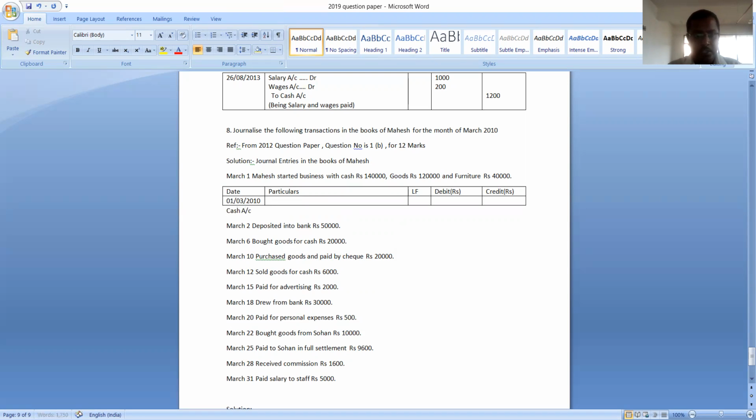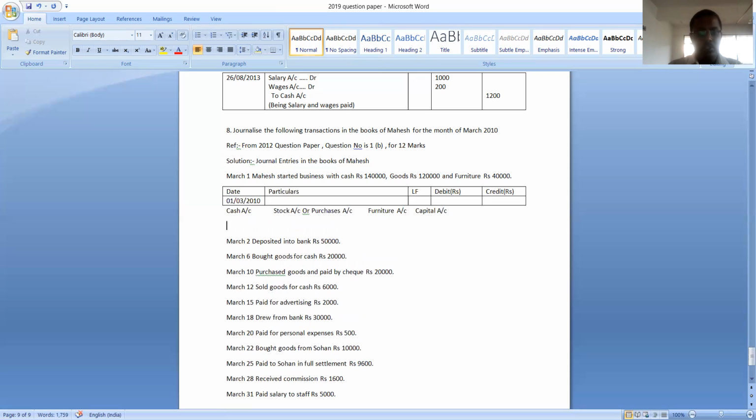First one is cash account. Second one is goods account. Actually, we should not call it a goods account. Either we should call it stock account or purchases account, but it is better to call it stock account, or purchases account. Then the third account is furniture account, and the last account is capital account. Like this, totally we will find four accounts in this particular transaction.